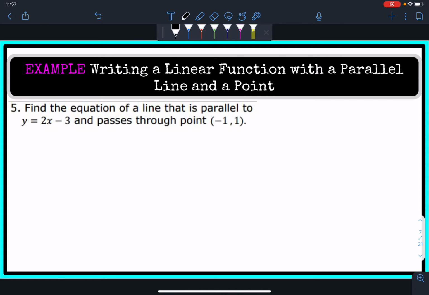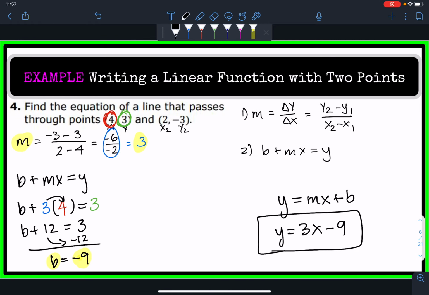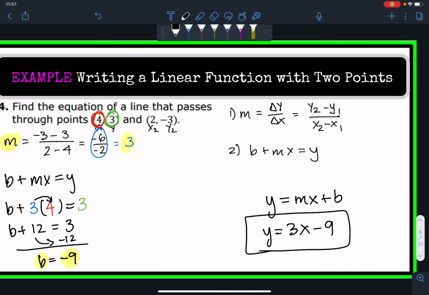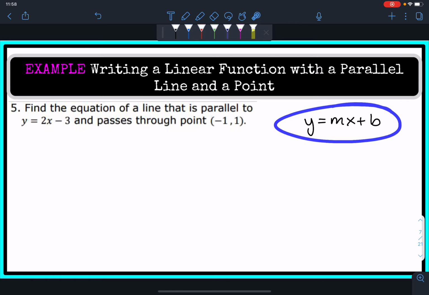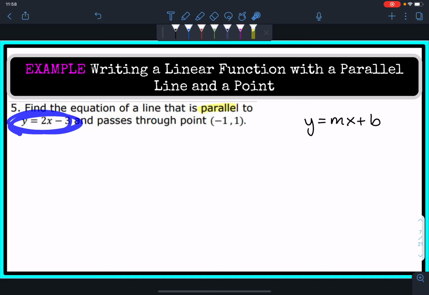Now, on the next example, we are again provided a slope. They don't straight out say it like in examples 3 or 2, but in example 5, they say it indirectly. They're telling us that we want to find the equation of a line that is parallel to y equals 2x minus 3 and passes through the point -1, 1. So they want us to write the equation of y equals mx plus b, but they're already providing us the slope. They're telling us that they want this new equation to be parallel to this line there. Well, in order to be parallel, the slopes of the two lines have to be the same.